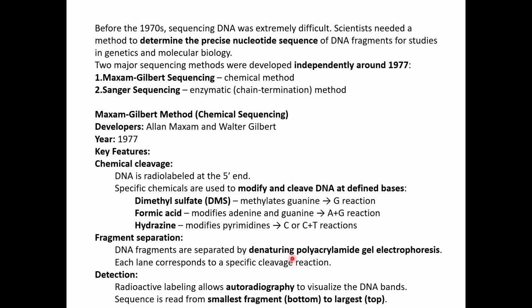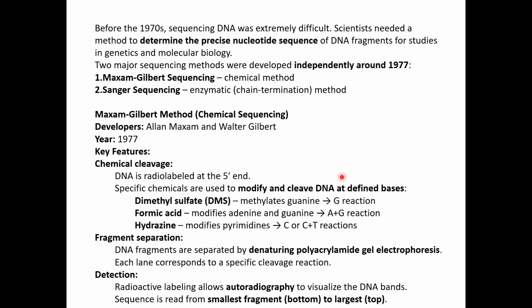Then coming to the Maxam-Gilbert method and Sanger sequencing. Before the 1970s, the sequencing of DNA was extremely difficult because there was no appropriate method. Scientists needed a method to determine the precise nucleotide sequence in DNA fragments for their studies. So two major sequencing methods were developed independently around 1977. Maxam-Gilbert is a chemical method and Sanger sequencing is an enzymatic chain termination method. The developers of Maxam-Gilbert are Allan Maxam and Walter Gilbert in 1977.